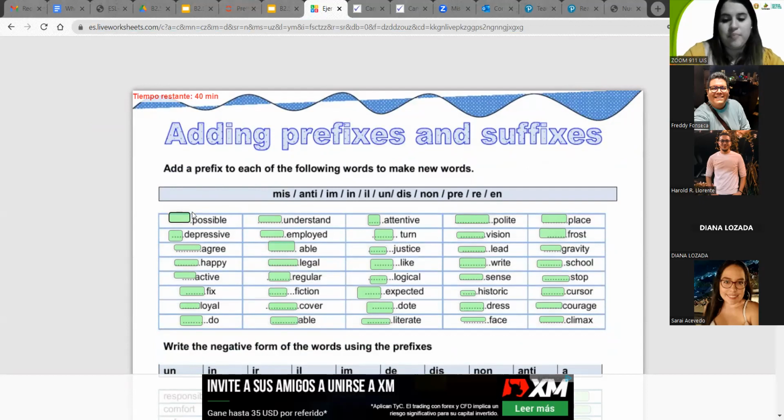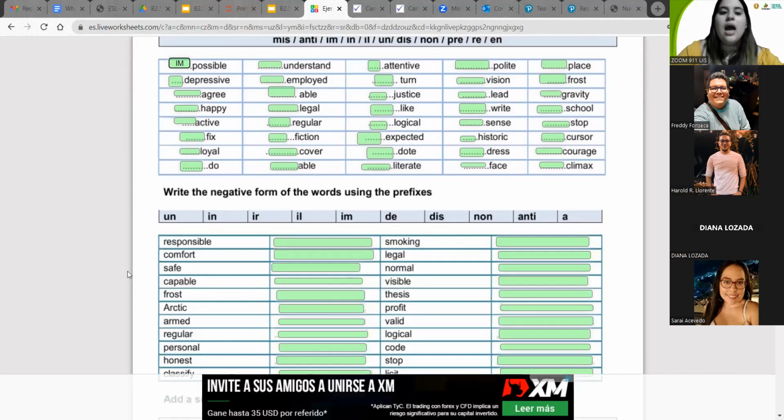For example, possible. Impossible, and prefixes like dis, not, pre, re. So some of them are going to be very easy, you know, possible, impossible. Depressive, antidepressant. So you're going to try to find the prefixes to make new words. Then we're going to do exercise number 2, which is to write a negative form of the words using the prefixes. So, responsible, what is the opposite or the negative form of responsible? That will be irresponsible, right? So adding ir, so irresponsible.